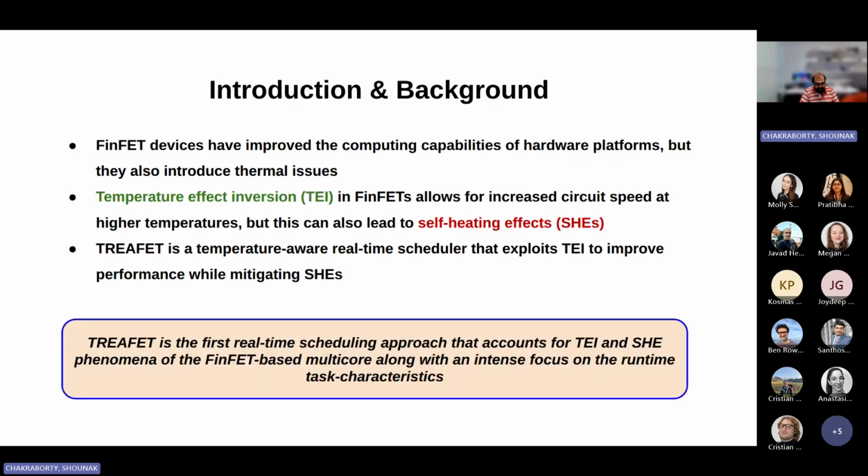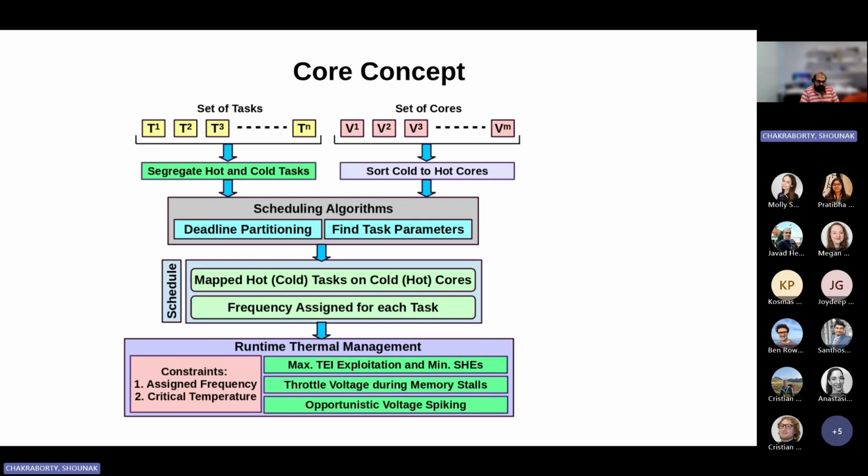TreeFET is the first real-time scheduling approach that accounts for TEI and SHE phenomena of FinFET-based multicores, along with an intense focus on runtime task characteristics. So this is the core concept. We have two inputs, a set of tasks and a set of cores, and we need to map the set of tasks to the set of cores. First, when your tasks arrive at some particular point, you need to segregate the hot and cold tasks, whereas the cores will also be segregated, by looking at their current temperature, into cold and hot cores.